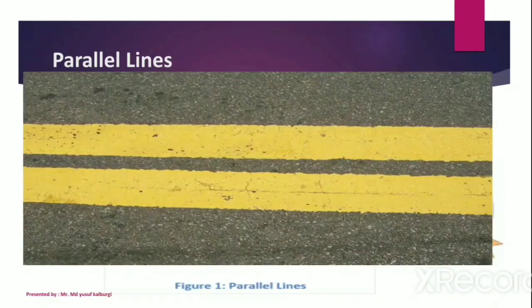In the next one, you might have seen this kind of image on the highways. Stripes will be there to mark down the edges of the road, or in the middle of the road, or to denote whether it is a state highway or a national highway. Whichever it is, some marking will be given. So these are also examples of parallel lines.